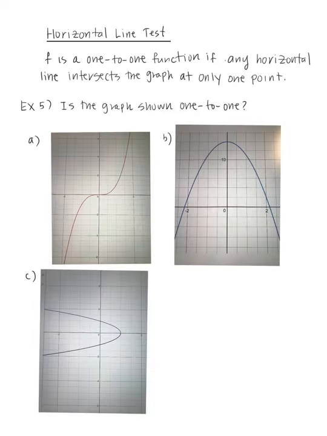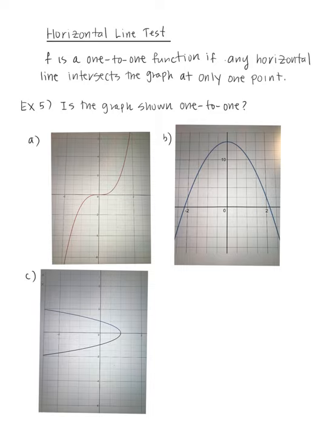All right, so here comes the horizontal line test. This is another way to determine whether a given function is a one-to-one function or not. Okay, so let's just read the horizontal line test. It says that f is a one-to-one function if any horizontal line intersects the graph at only one point.